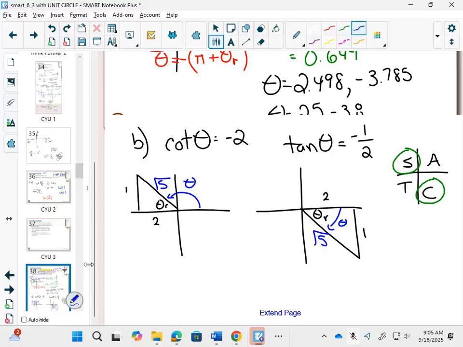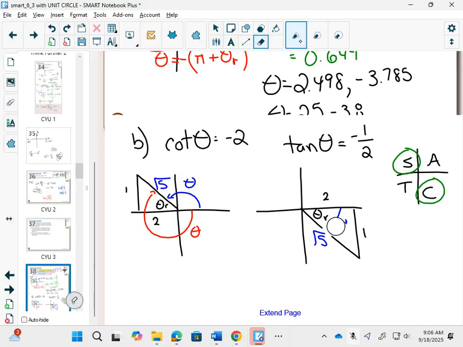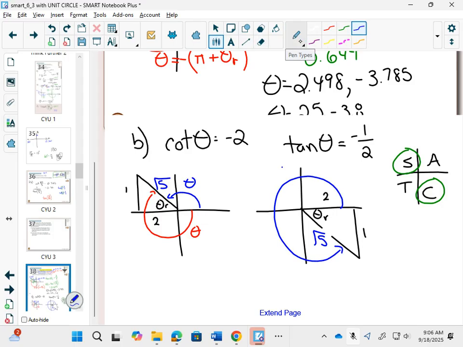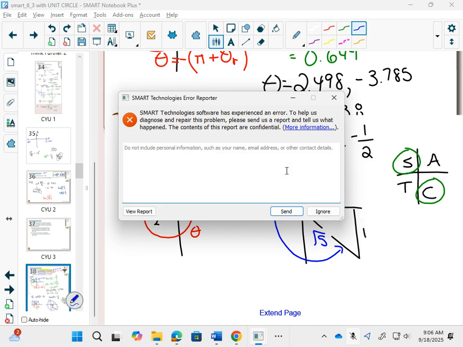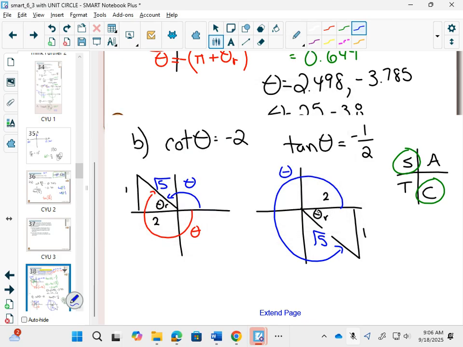The negative angles in standard position also start here. My negative angle would be this one. Sorry, I screwed up on my positive one on the other one. Positive going around this direction, right? This would be my positive one. And this would be my negative one.